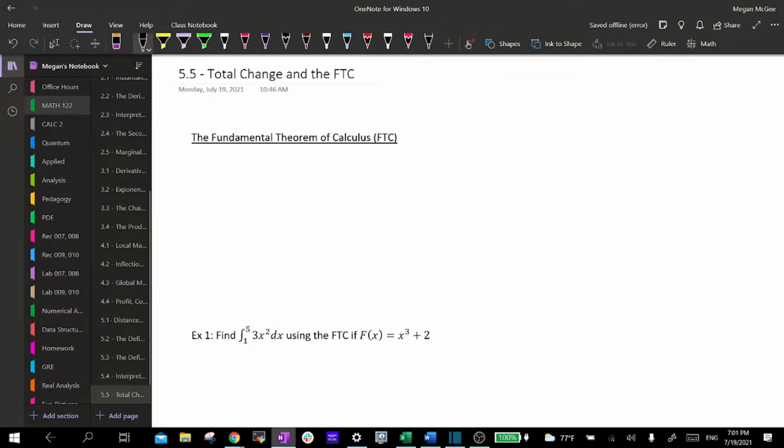Welcome everyone to my third take of section 5.5, Total Change and the Fundamental Theorem of Calculus.